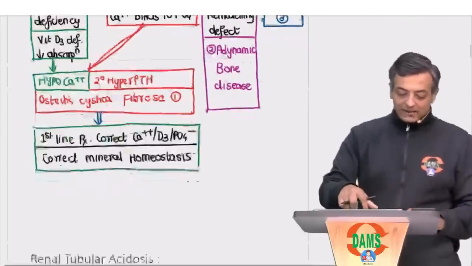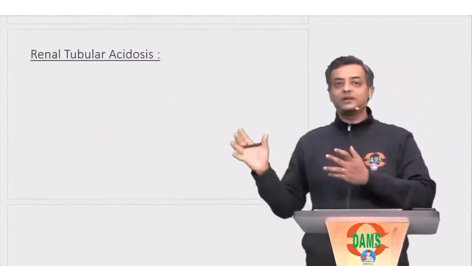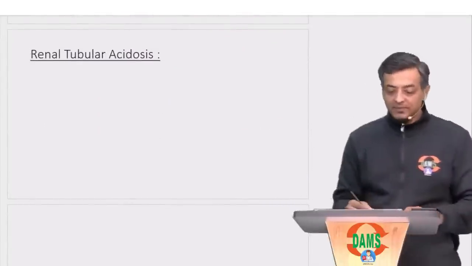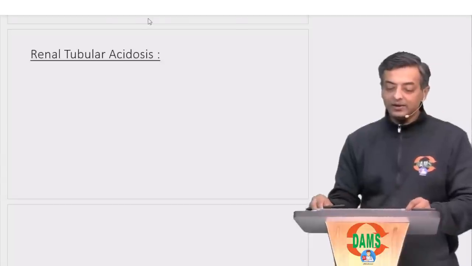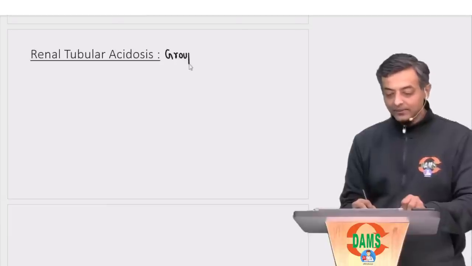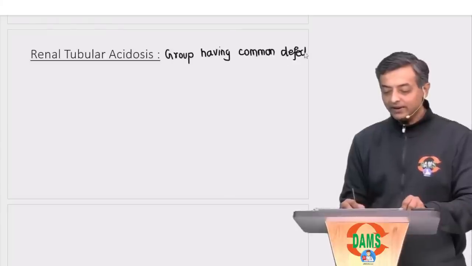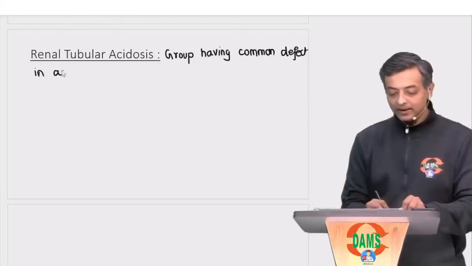So we saw the first two topics that we went through. Now let us come to the third important topic. The important topic is renal tubular acidosis. RTAs are not one. They are a group of diseases having the common defect in acidification of the urine.